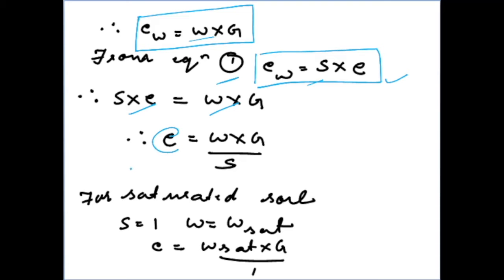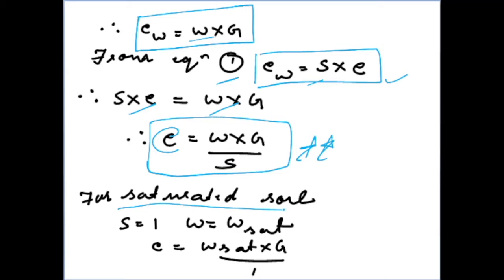So if I take e out, I will get W into G divided by S. Very important equation from problem's point of view, so I have star marked it. Voids ratio is equal to W into G divided by S.